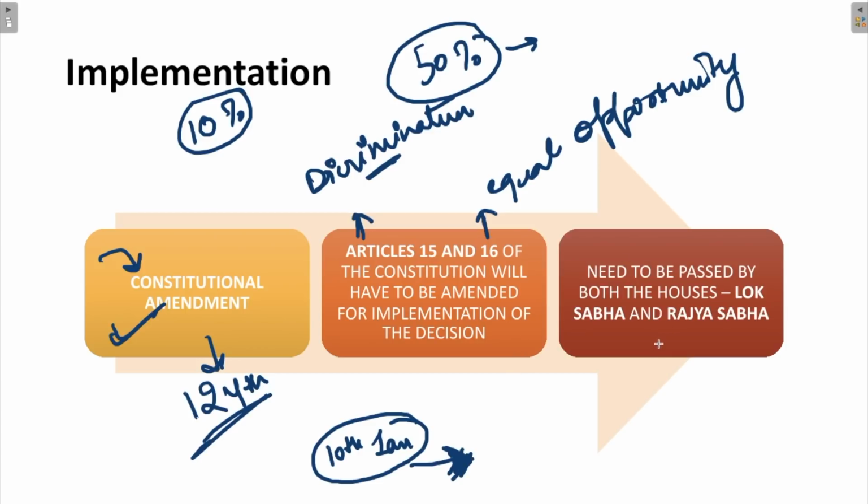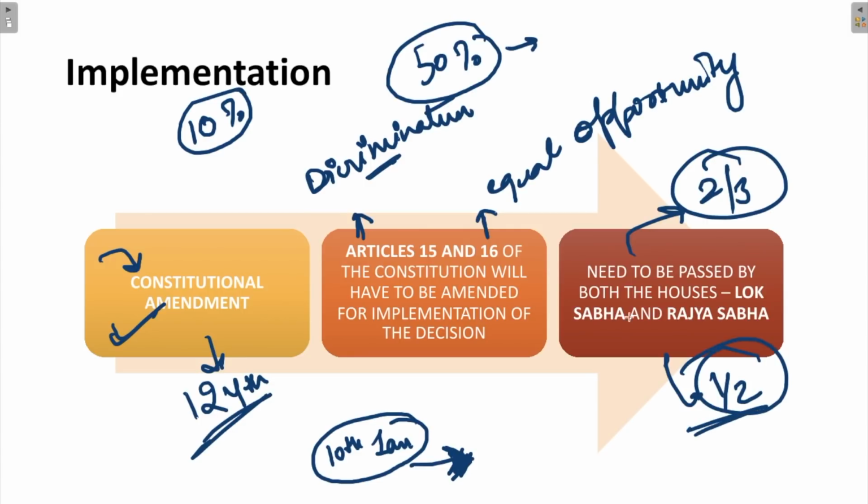It should be passed by a special majority of 2/3 of the members present, and the voting should not be less than 1/2 of the total strength of the houses. So if we talk about the special majority, it should be 2/3 of all the total members present, and the voting should not be less than 1/2 of the total strength of the houses. This is the criteria which needs to be followed in both Lok Sabha and Rajya Sabha, and the bill has been passed by both. If the bill had not been passed by both the houses within the term of this Lok Sabha, it would have lapsed. So this is how the 124th Constitutional Amendment Bill regarding the quota reservation of 10% for the economically weaker section general category has been passed.